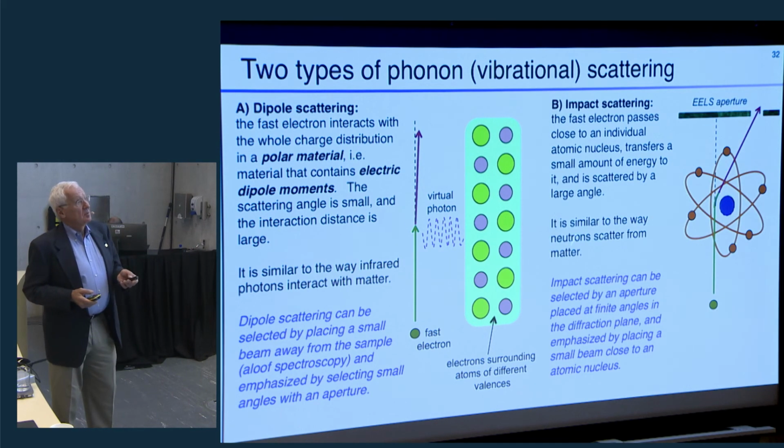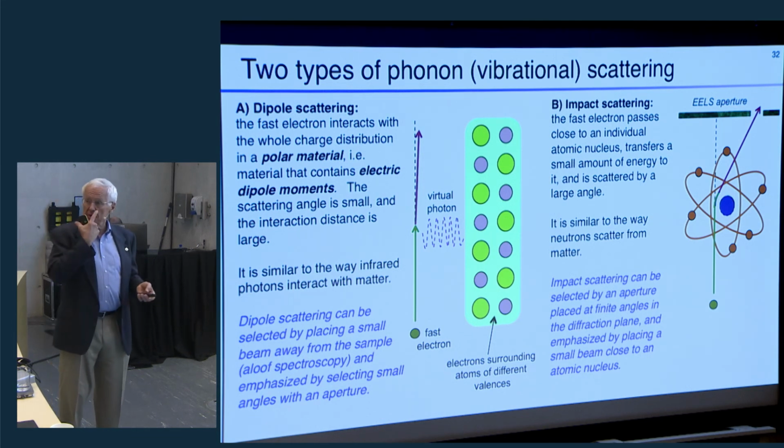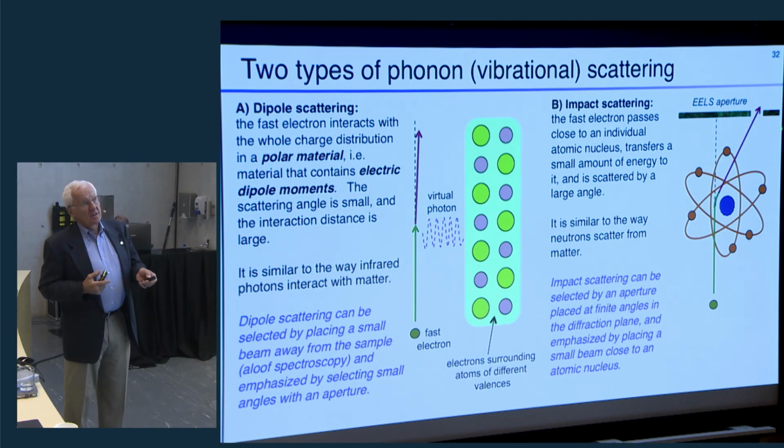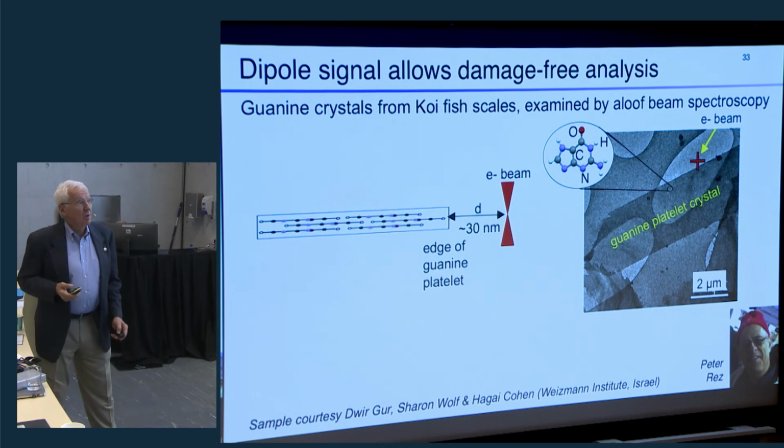The other type of scattering is so-called impact scattering, which doesn't need any charges distributed in the sample. We interact directly with the nucleus, and therefore the scattering angles are much higher. So this one you can select by placing an aperture at a finite angle. This one you can select by sending the beam some distance away from the sample. And they have different stories to tell you.